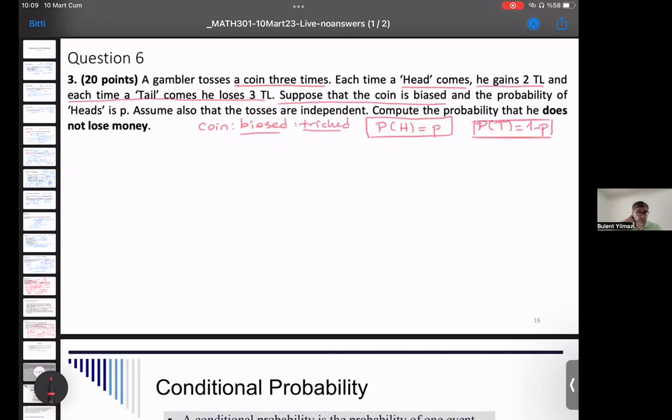So the question is, assume that all the tosses are independent, okay? So I'm tossing a coin another time. They are all independent from each other. I want you to compute the probability that he does not lose money after 3 tosses. Okay, I want you to think about this. I will give you 1 minute for solving this. These are the possible outcomes.